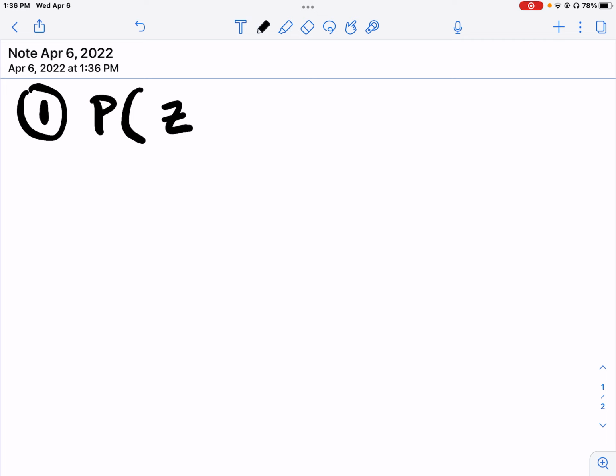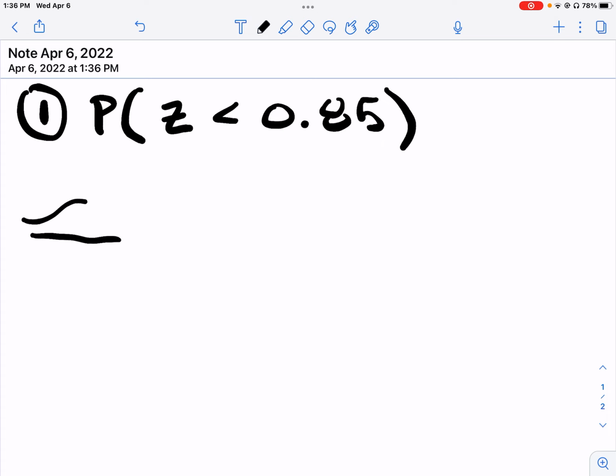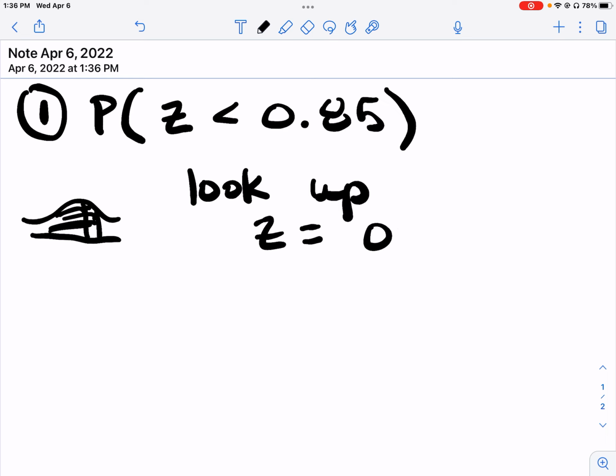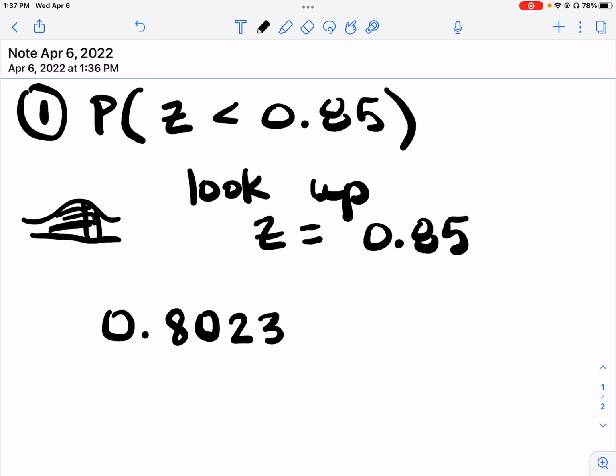The probability that z is less than 0.85. Less than is what the chart gives us. Okay, the area less than. So all we have to do is look up z is 0.85. We go down our row to 0.8, the 0.05 column, and 0.8023 is our answer.